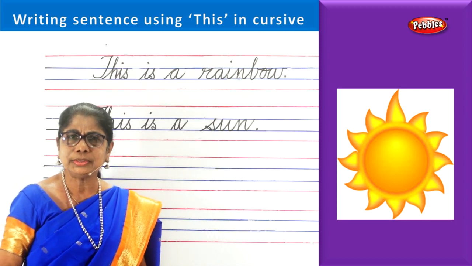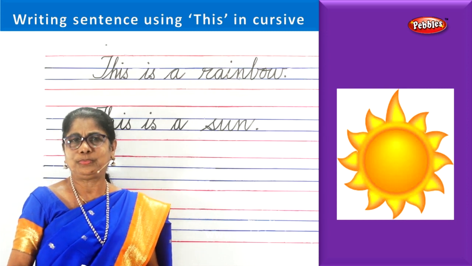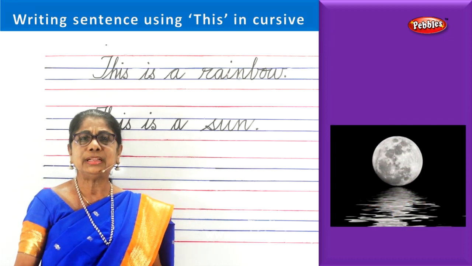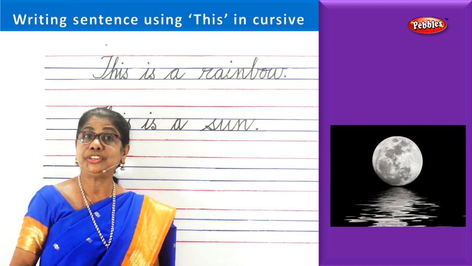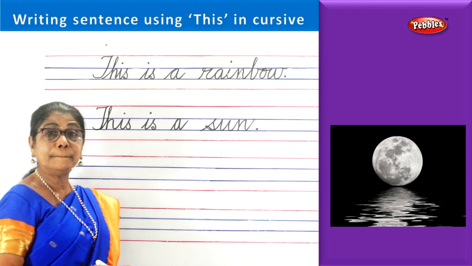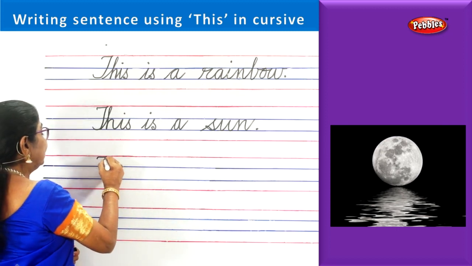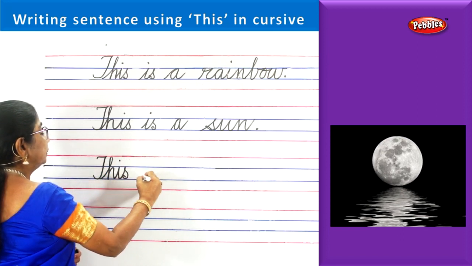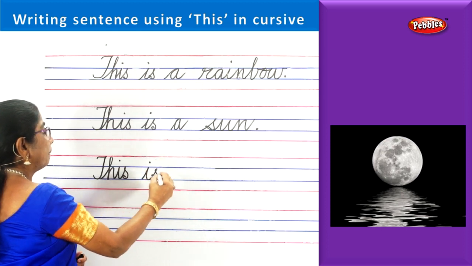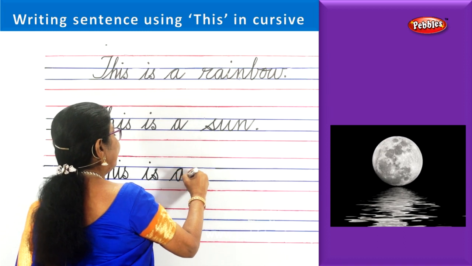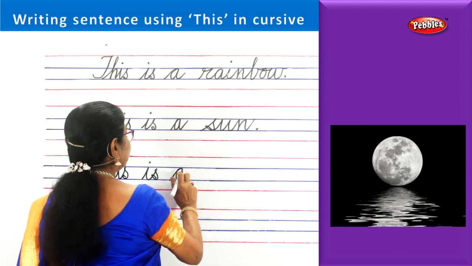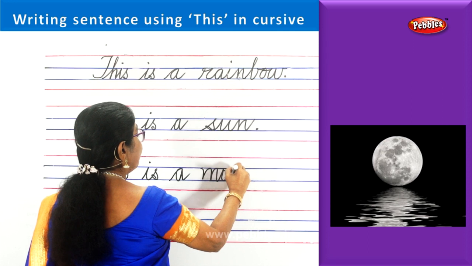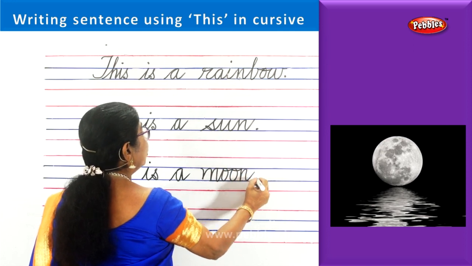Then who gives us light during the night? Moon. You see the moon at night. Sometimes it's full, sometimes it looks like it's changing shape. Moon. This is a moon. Let's write. This is a moon. Moon. This is a moon.